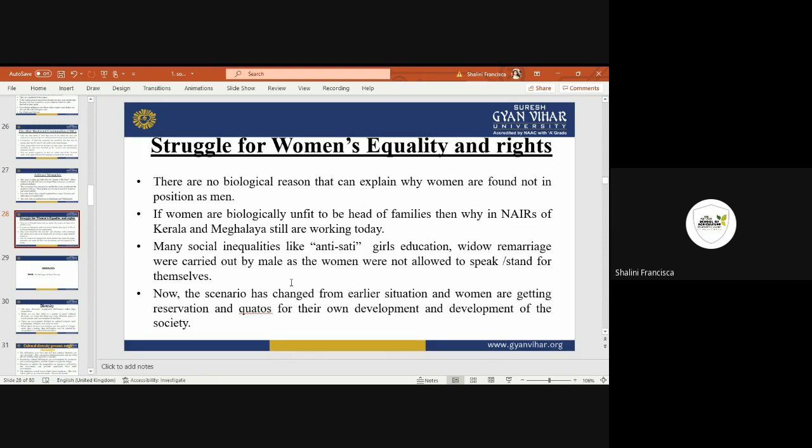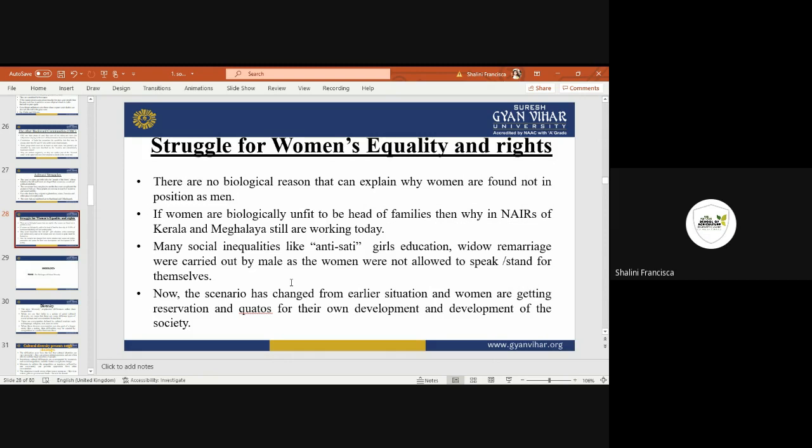They lived in very different and unwanted areas. Everything was carried out by males, as women were not allowed to speak and stand for themselves. If they did stand up, either they were killed or they were beaten so hard that they could not get up from the bed. So they were tortured so that they could not stand for themselves.